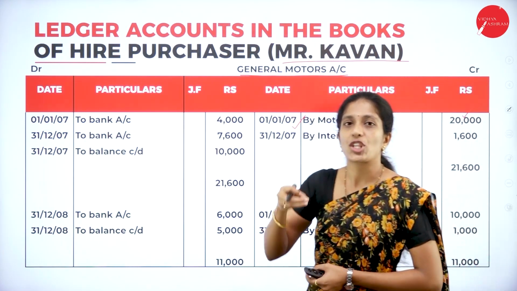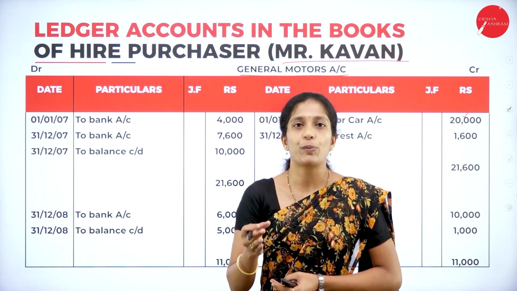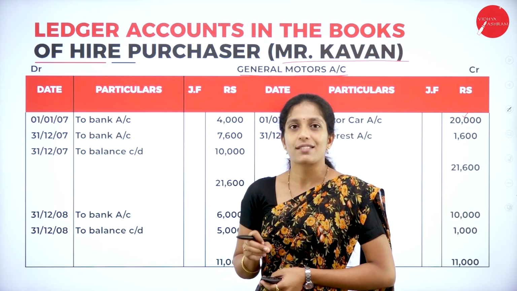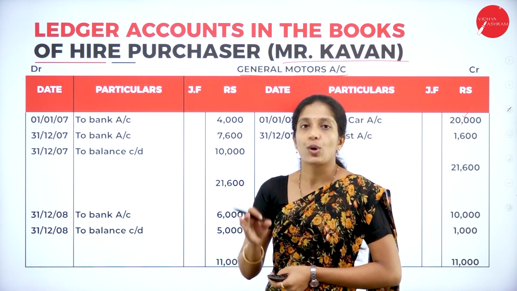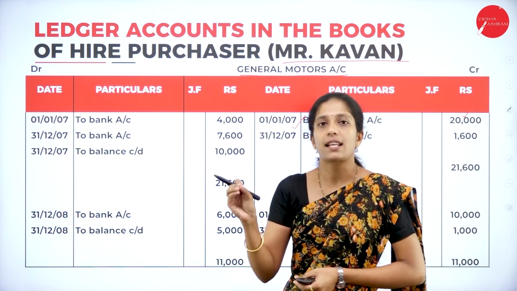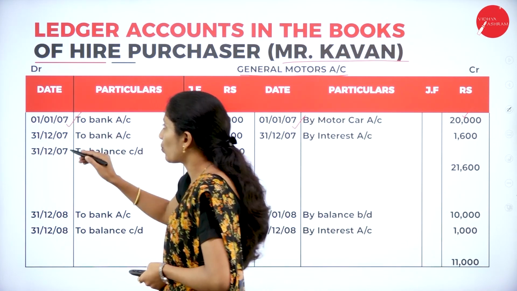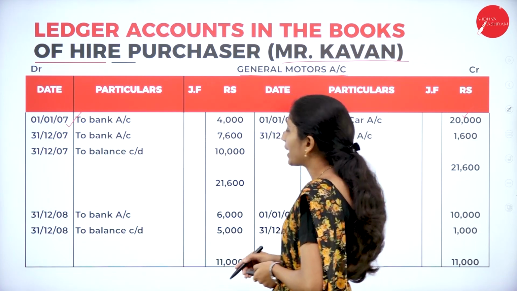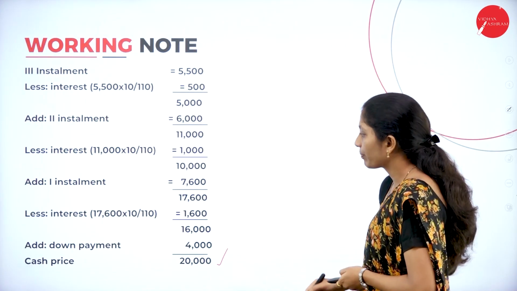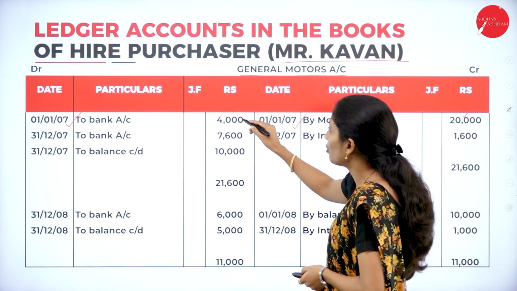Now we have purchased the asset. Next, what will the purchaser do? He will make the down payment. Here in the question itself, they have given the down payment. When the down payment is made to the hire seller, what is the entry? Hire seller account debit to bank account. So on the date of purchase, 1/1/2007, to bank account. What is the down payment? The down payment is how much? 4,000. So make the down payment.